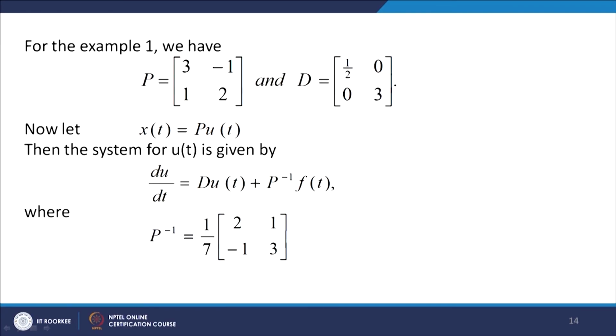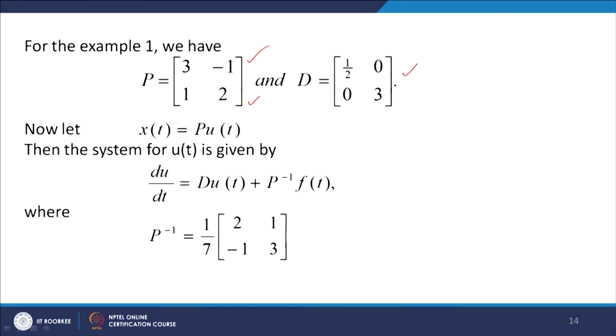Okay. Let us see example 1. In the case of example 1, we have seen the eigenvectors corresponding to lambda equal to half and 3 are (3, 1) and (minus 1, 2). So, this is your P matrix. The D matrix has lambda 1 equal to half and lambda 2 equal to 3. So, this is the D matrix. x(t) equal to P u(t), let us assume. Then du by dt equal to D u(t) plus P inverse f(t). P inverse, if you find it for this matrix P, comes out to be this matrix: 2 by 7, 1 by 7, minus 1 by 7 and 3 by 7. Okay. So, we know the matrix D now. We know the matrix P inverse, and so we can find P inverse into f(t). f(t) is also known to us.